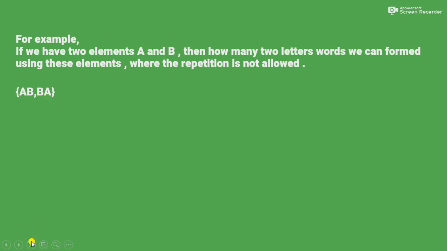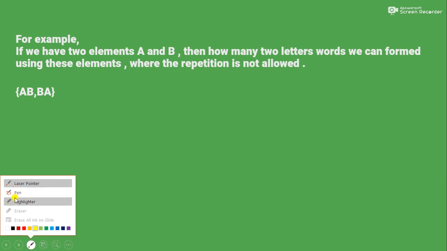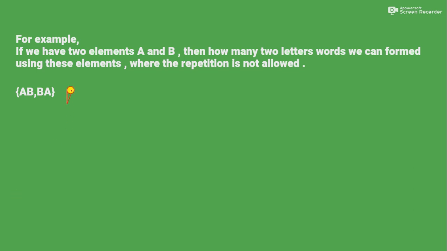Here we can't include AA and BB, because in AA and BB the letter is repeating itself. Using these we could also form AA and BB, but in the question we can't repeat the letter. So we can form only these two words, AB and BA.